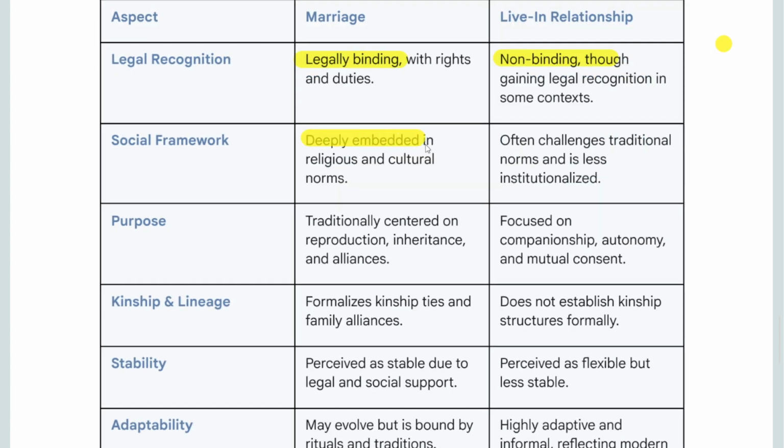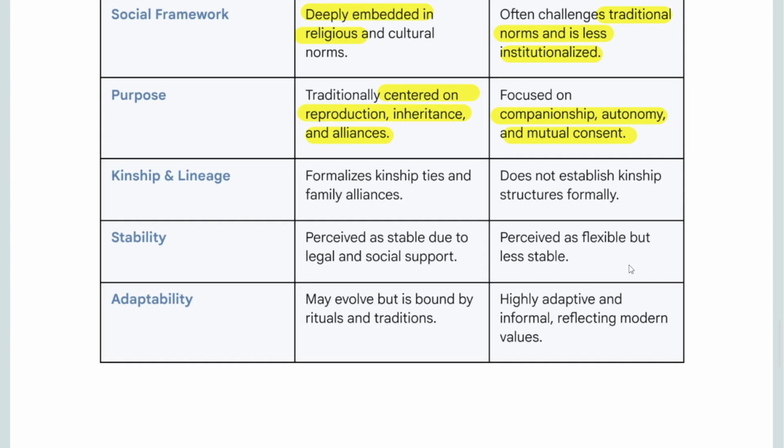Social framework. Marriage is deep in cultural religious norms. Live-in often challenges those norms, less institutionalized. Right. Purpose. Marriage traditionally focuses on reproduction, inheritance, alliances. Live-in often prioritizes companionship, autonomy, consent. Kinship and lineage. Marriage formalizes kinship ties. Live-in doesn't usually create those formal structures.